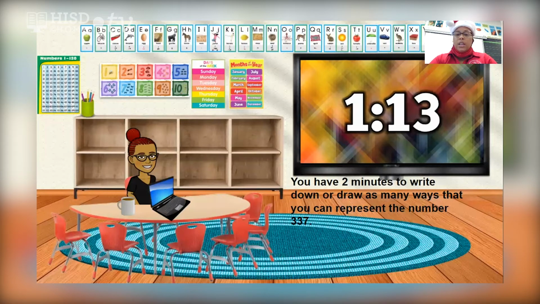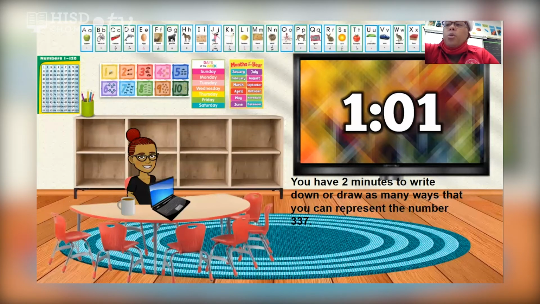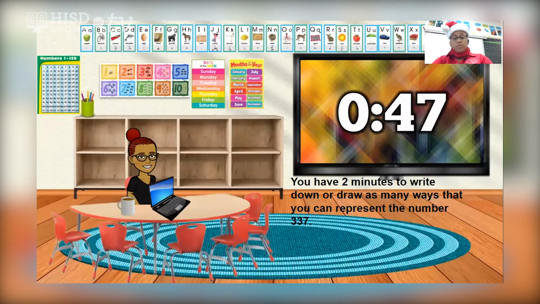What other ways can you think of? Did you show it on a number line? What about 10 more or 10 less? What about 100 more or 100 less? You can do it. You're doing great work, but don't stop now. Don't give up. You can do it.